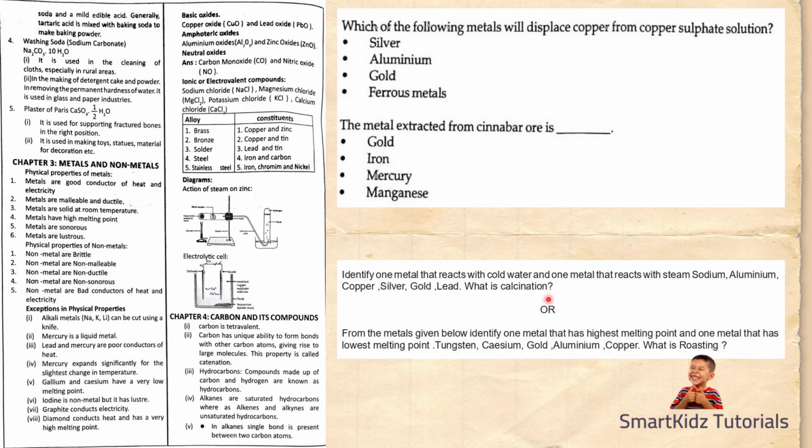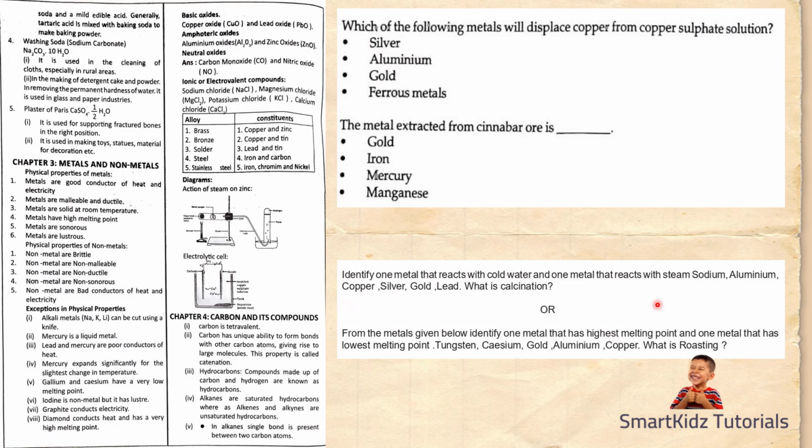Identify one metal that reacts with cold water, and one metal that reacts with steam. Go through it, it is there in your textbook. There is more than one metal. Find out which metals react with cold water, and also which metals react with steam or hot water. And what is calcination? I told you about calcination. The other choice is, what is roasting. So you should know calcination and roasting, very important questions.